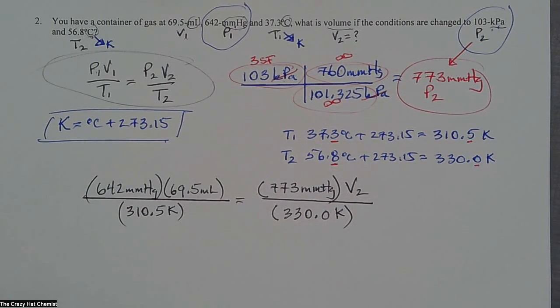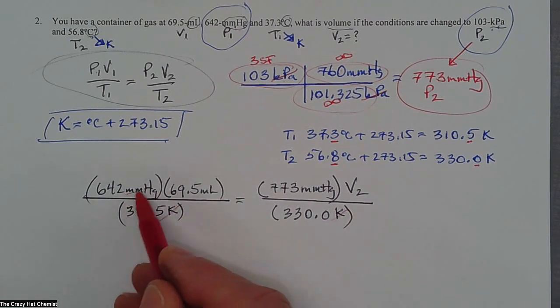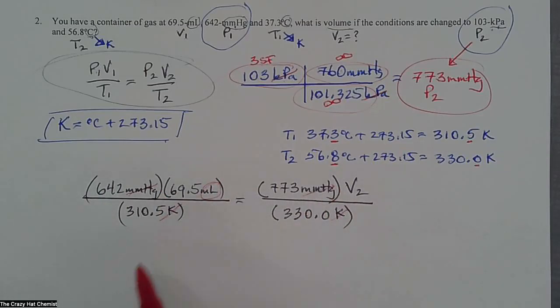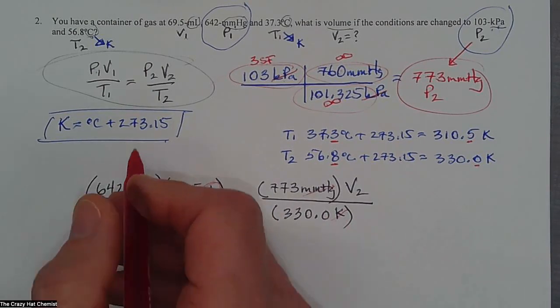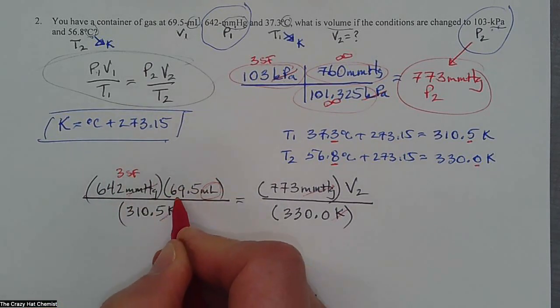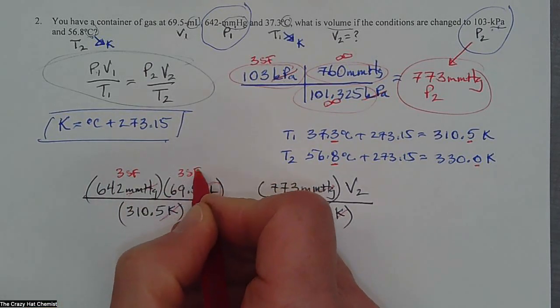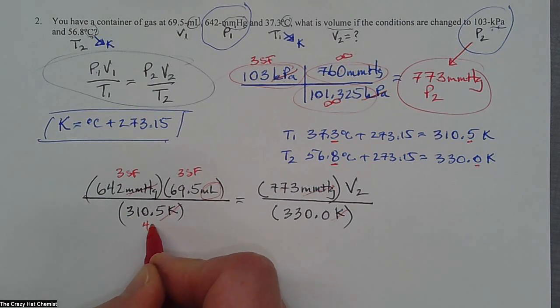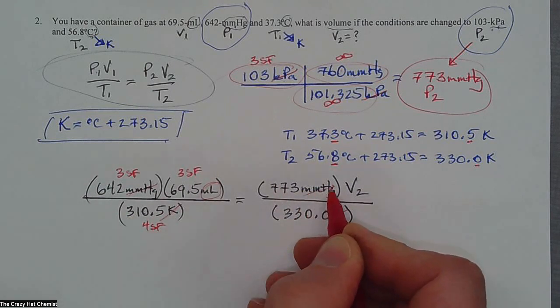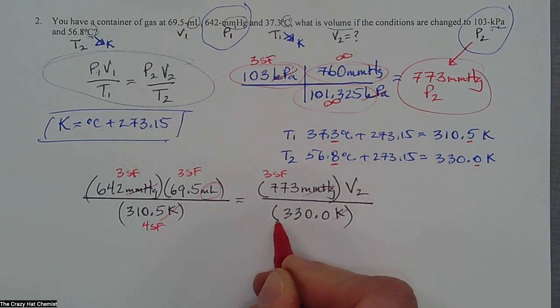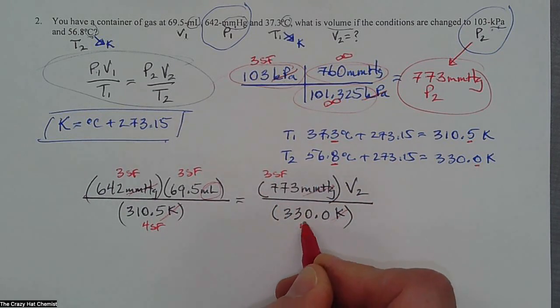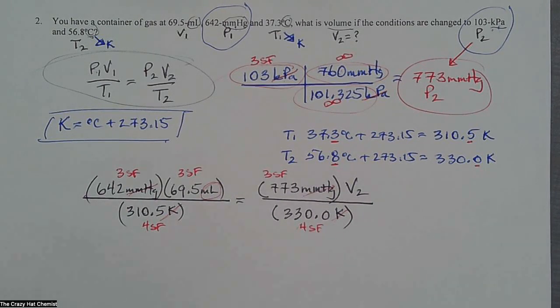All right, now we're going to make sure that our units cancel out. Our units of Kelvin temperatures, our units of millimeters of mercury cancel, and the units that don't cancel out are milliliters. We're going to look at significant figures here because this is multiplication and division. 642 is 3 significant figures. 69.5, 3 significant figures. 310.5 is 4 significant figures. 773 millimeters of mercury is 3 significant figures. And 330.0 is 4 significant figures. So the fewest number of significant figures I have is 3.